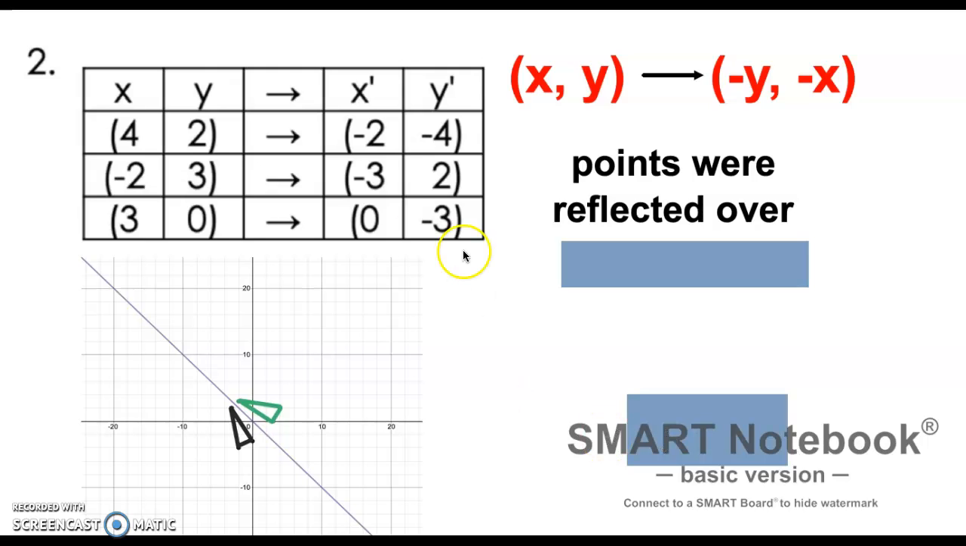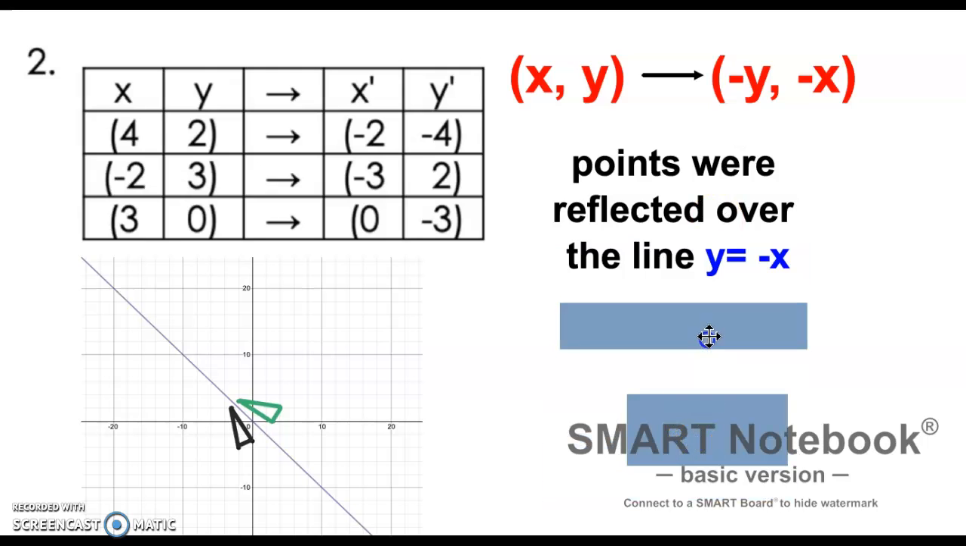If you look, 4, 2 turns into negative 2, negative 4. Each coordinate here follows this pattern. And we know that that is the rule for reflecting over the line y equals negative x. And if you were to graph it on Desmos, you can see right here that the pre-image was in fact reflected over the line y equals negative x.